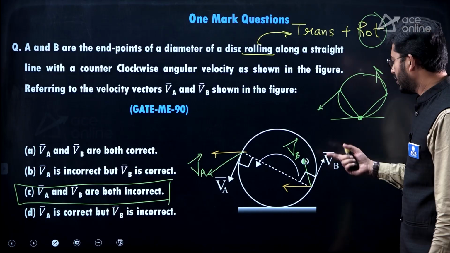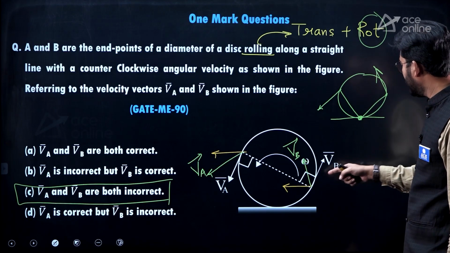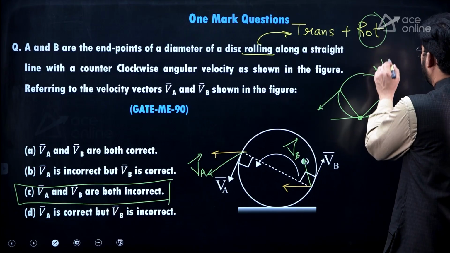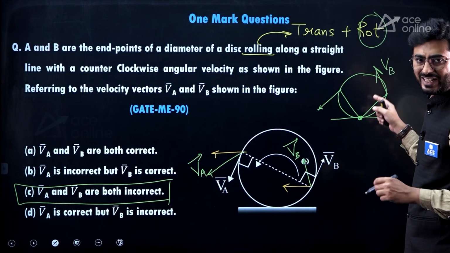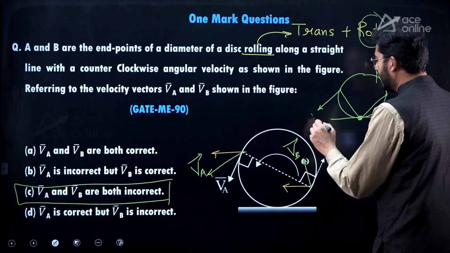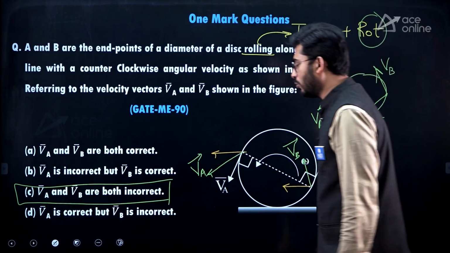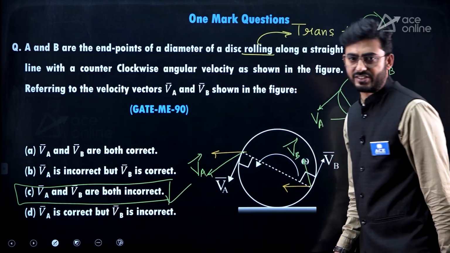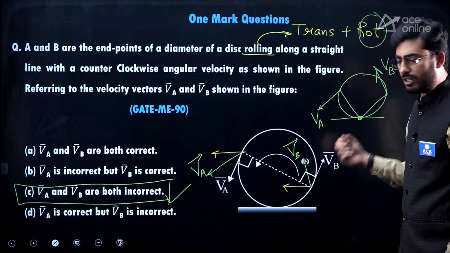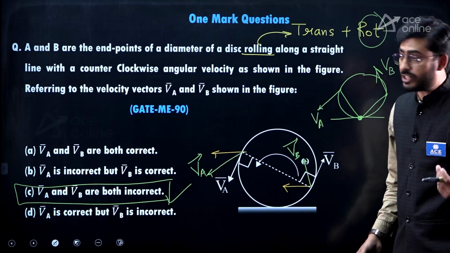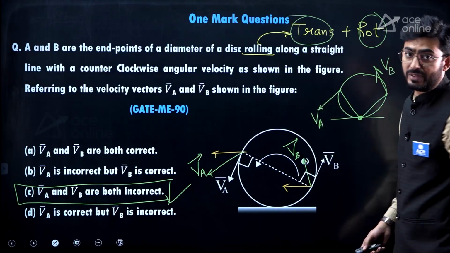Here you are finding that VB was tangential, but actually VB is not tangential, it is intersecting the circle, and here VA is like this. Hence the direction of both is incorrect. So option C is the answer. Either you could use the I center method, or you could add the translation component of the velocity, which was missed.